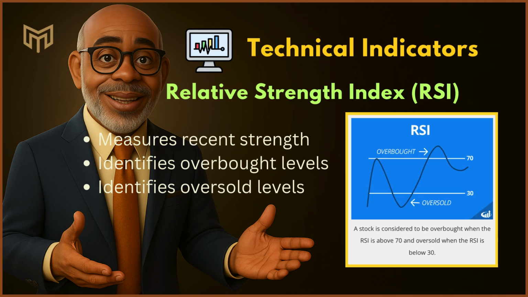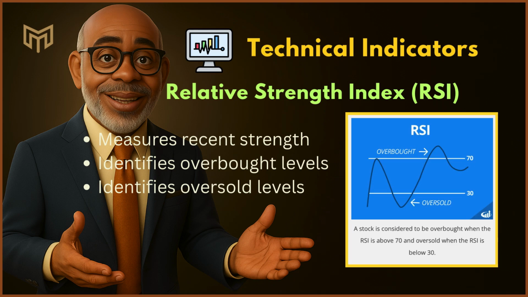The first is the Relative Strength Index, or RSI. RSI measures the strength of recent price movements and helps determine whether an asset may be overbought, meaning price has moved too high too quickly, or oversold, meaning price may have fallen too far, too fast. It gives us insight into momentum conditions before price fully reacts.